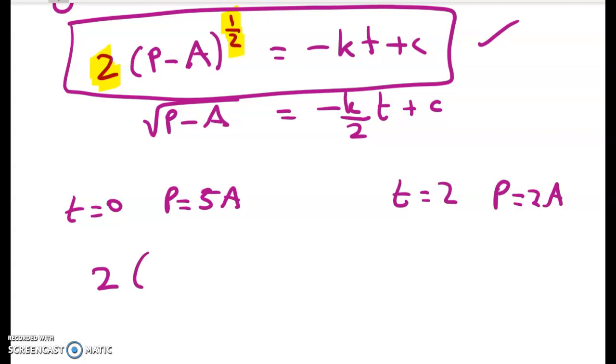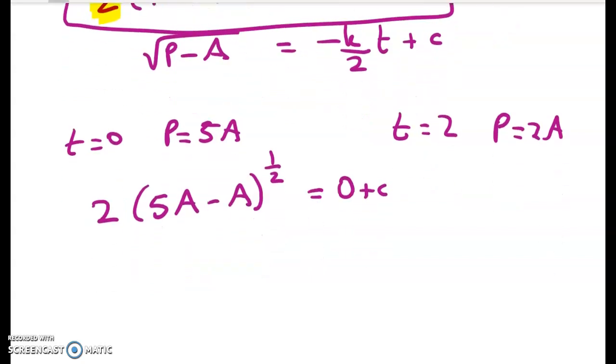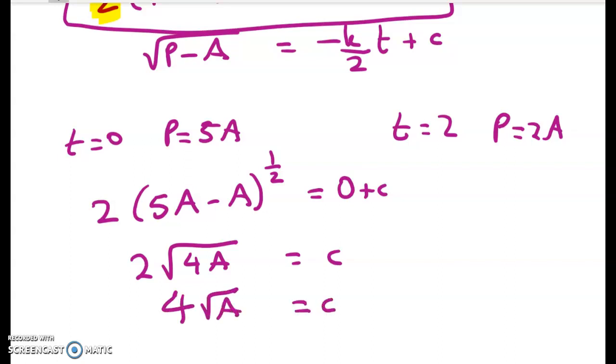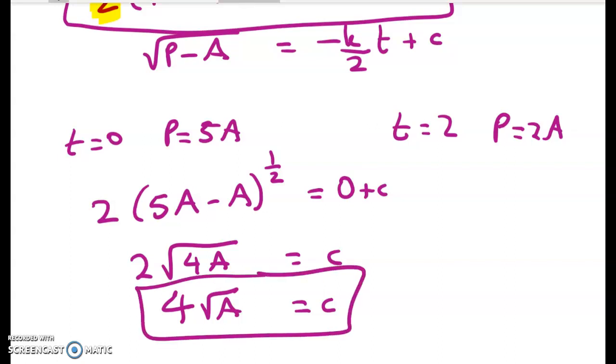So we've got 2 times the square root of 5a take away a is equal to 0 plus c. 2 root 4a is equal to c. So this is 2 times 2, so 4 root a is equal to c. We can take this and now substitute it into this.